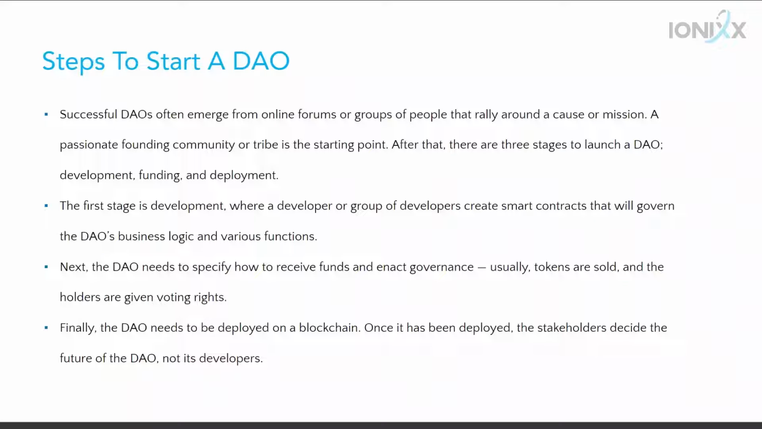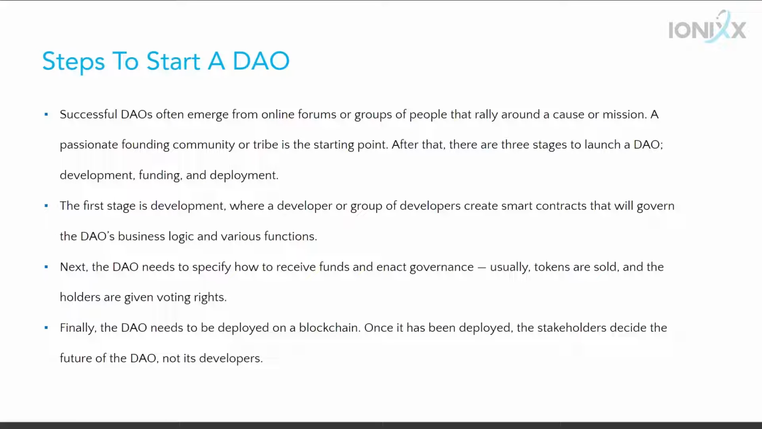As I said earlier, successful DAOs emerge from online groups and communities that rally around a mission or a cause. So there's three primary steps in launching a DAO. The first stage is development, where a developer or a group of developers create smart contracts that govern the DAO's business logic. Next, the DAO needs to specify how to receive funds and enact governance. So just figuring out the treasury and the rules around the treasury, as well as the governance mechanisms. And lastly, the DAO needs to be deployed on a blockchain.